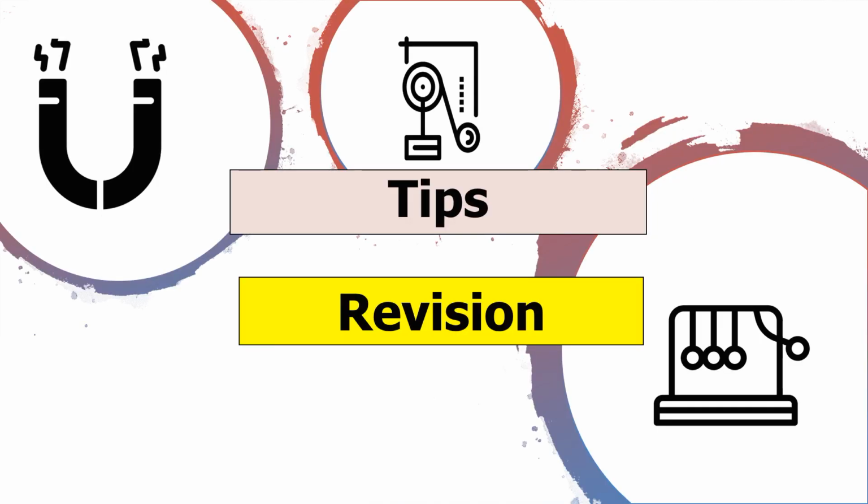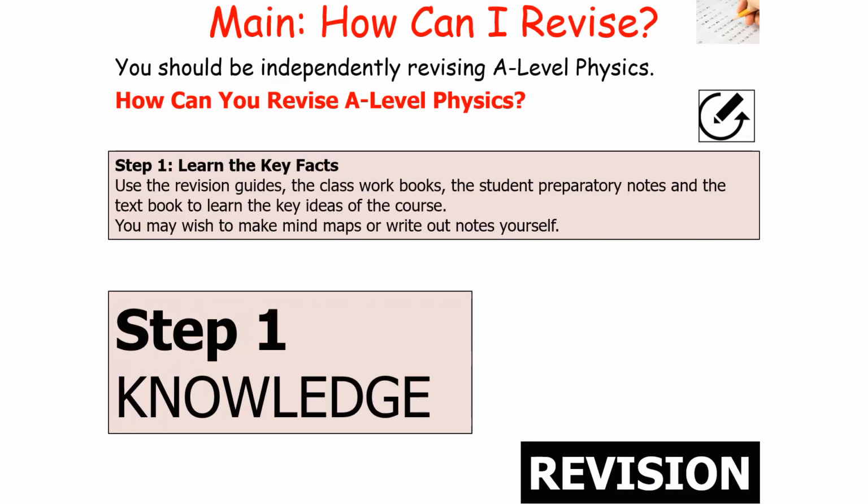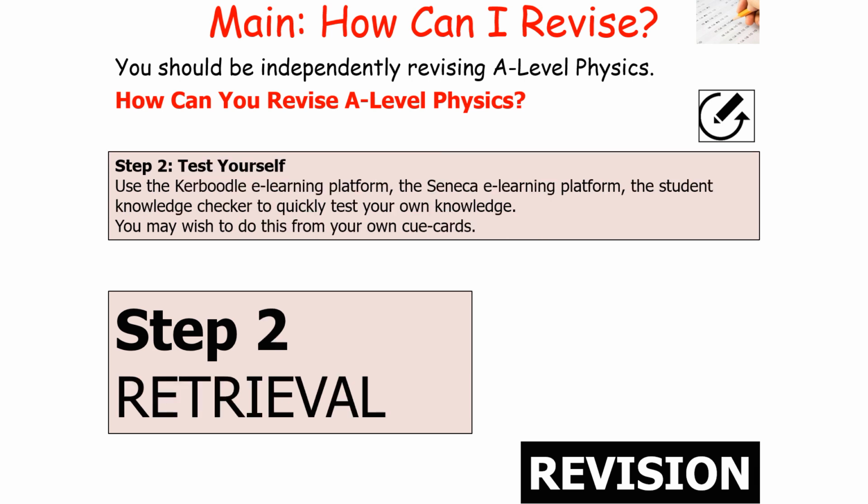So what tips should you have on revising for AQA A-Level Physics? Well, the first step is learning the key facts. Use the revision guides, class workbooks, prep notes, textbooks to learn the knowledge and the key ideas of the course. You might want to write mind maps or write out notes yourself. The second step is to test yourself. Use Caboodle, use Seneca, use the student knowledge checker to quickly test your own knowledge and retrieve it from your understanding. And you may wish to use cue cards to do this.